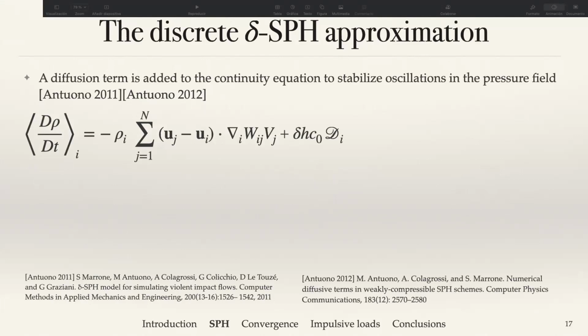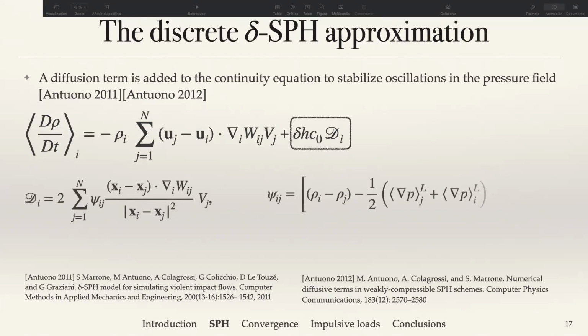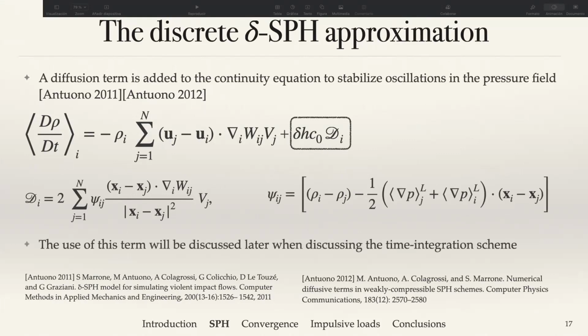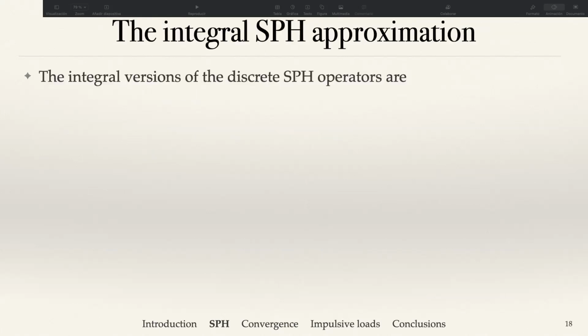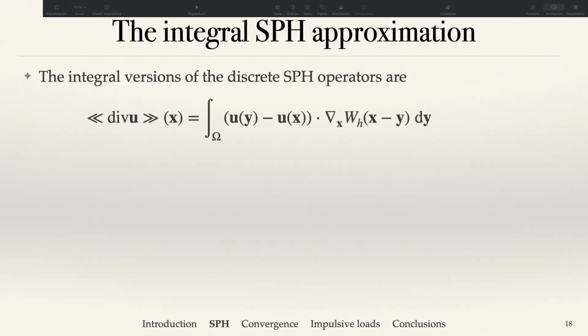It is common among SPH practitioners to consider the delta term. This delta term was introduced first by Antuono in 2011, and it is used to stabilize the pressure field. I mention this because, okay, it is calculated in general in this way, where this is a special form of the gradient of the pressure field. I mention this because we will later discuss the use of the delta term when talking about the time integration scheme.